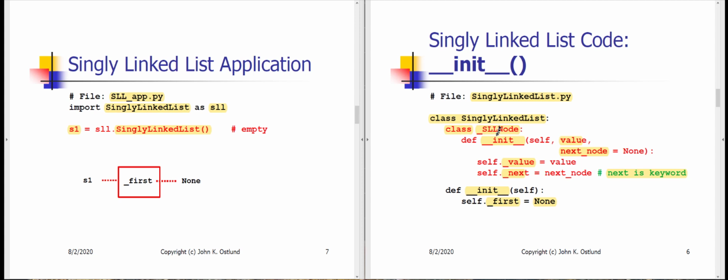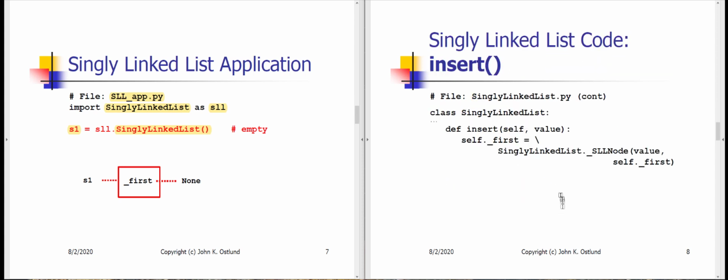Okay, so we have our singly linked list class, which has a private internal class for the nodes that make up the linked list, and we have our dunder init function that establishes an empty singly linked list in which the first node is None. There is no first node. Let's now take a look at a method that will allow us to insert a value into our singly linked list. The code for that is here on slide 8.